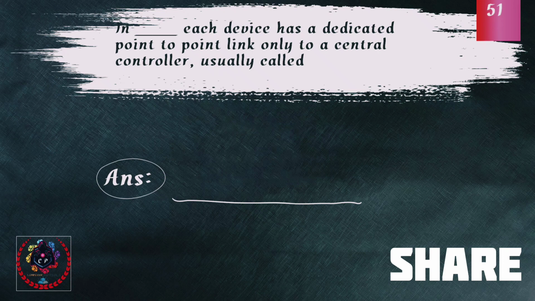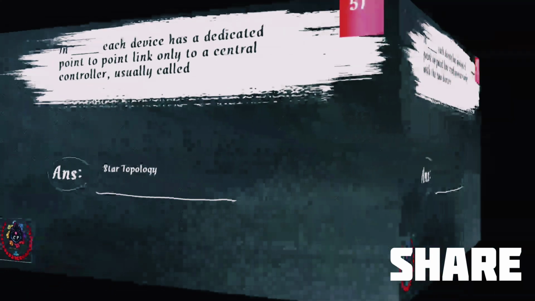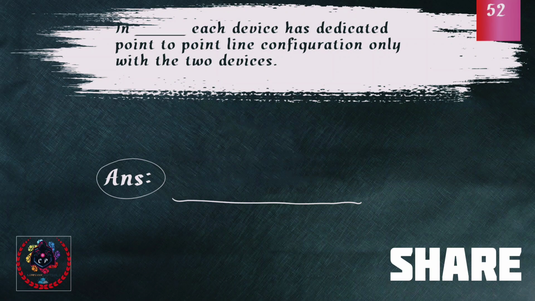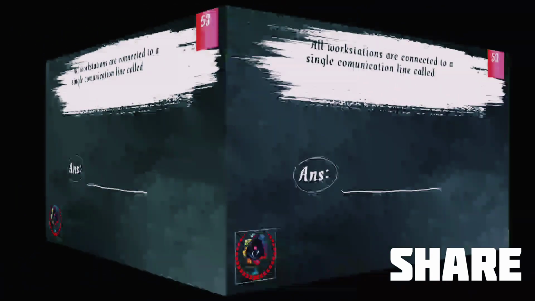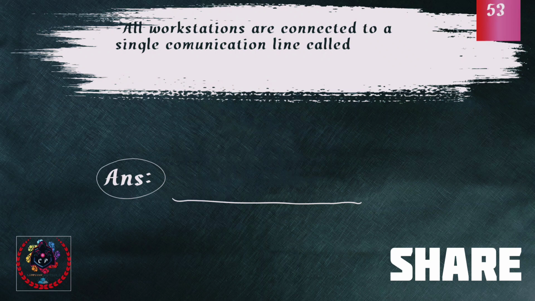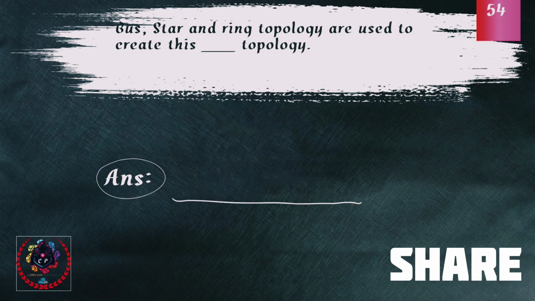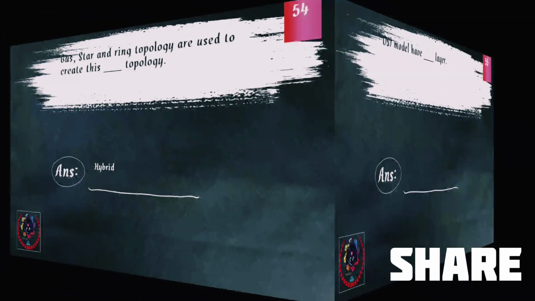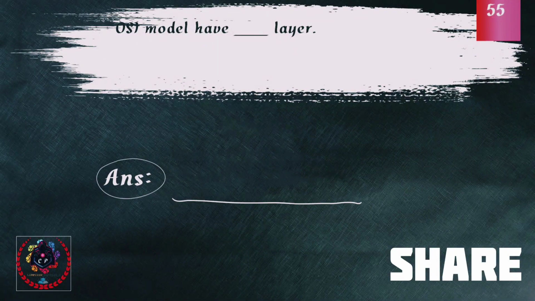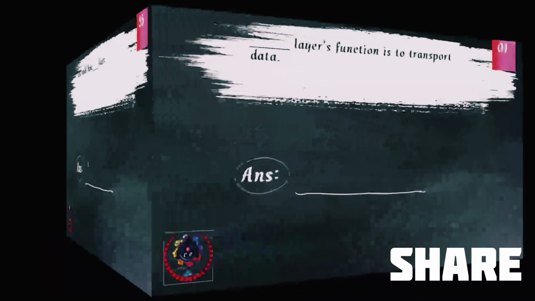In each device has a dedicated point-to-point link only to a central controller, usually called star topology. Each device has dedicated point-to-point line configuration only with the two devices, called ring topology. All workstations are connected to a single communication line called bus topology. Bus, star and ring topology are used to create this topology, hybrid. OSI model has 7 layers.